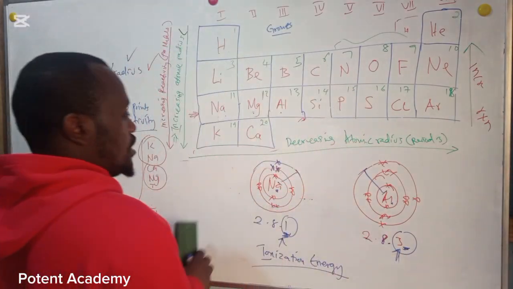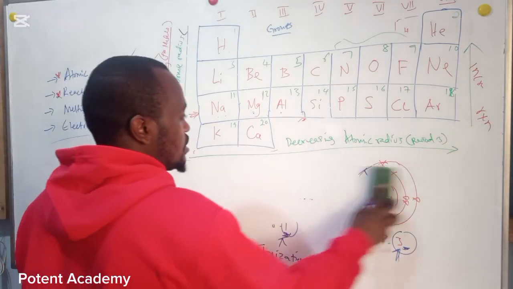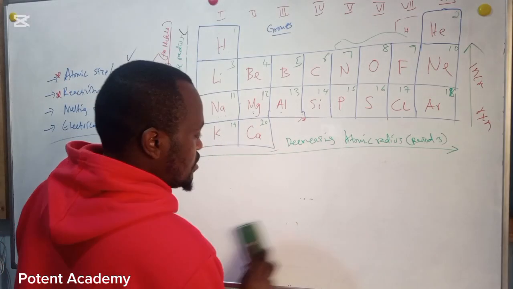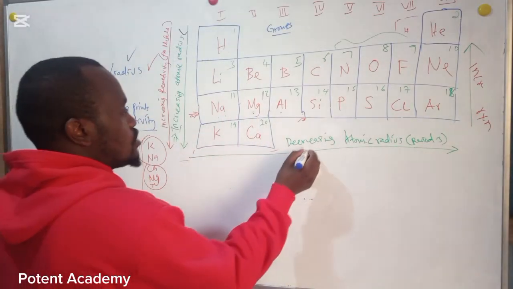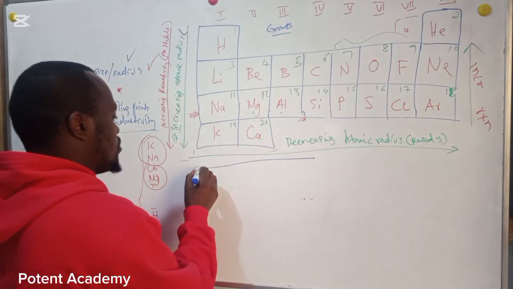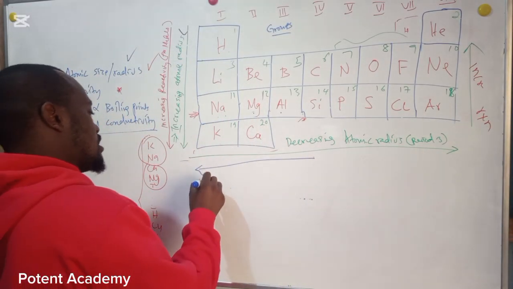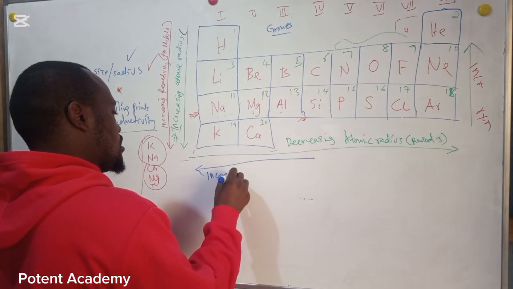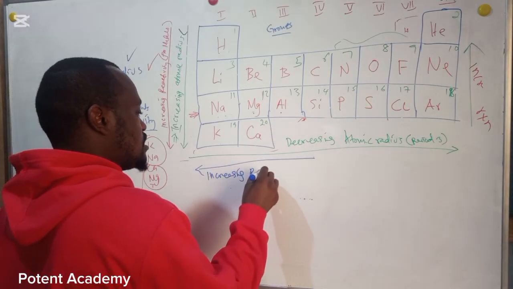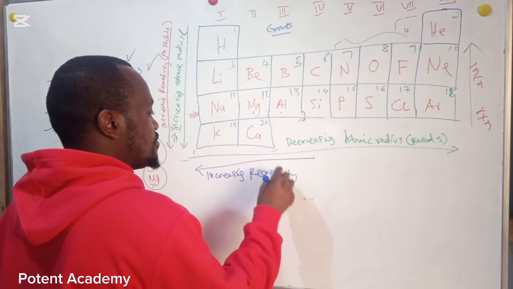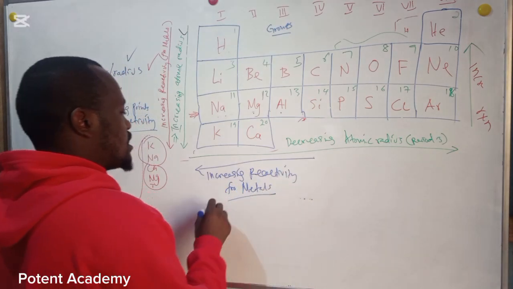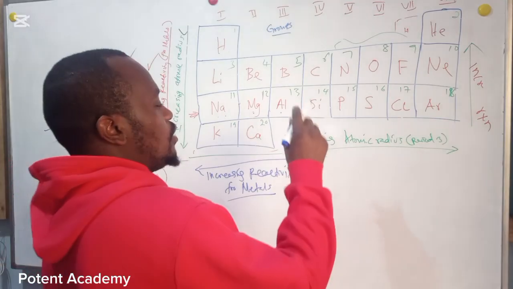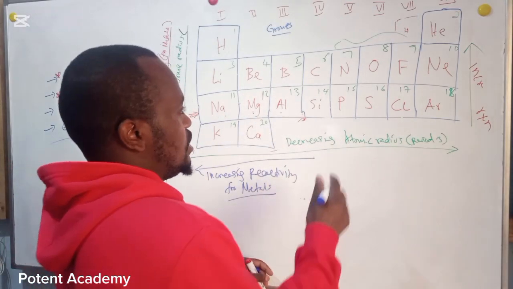So if you are asked, you would explain about the number of electrons required or to be removed. So here for metals, you draw this arrow and you say increasing reactivity for metals. Increasing reactivity for metals. What about for non-metals?